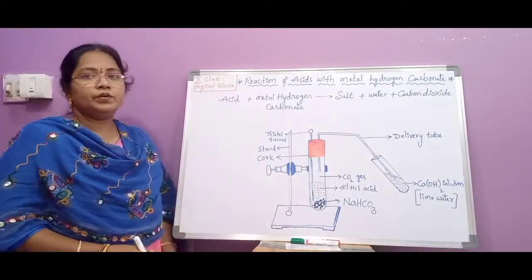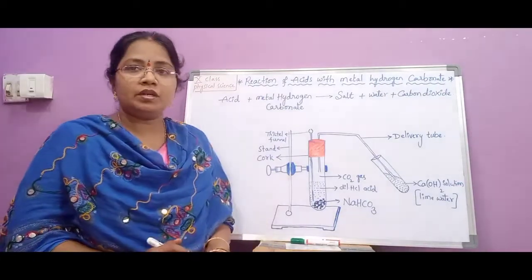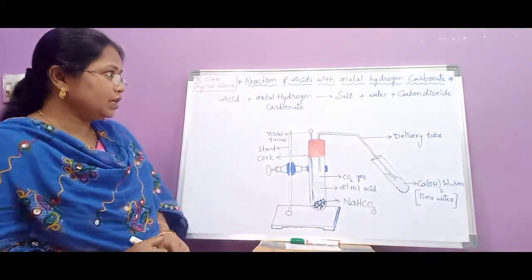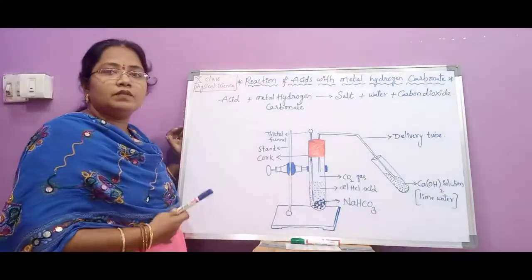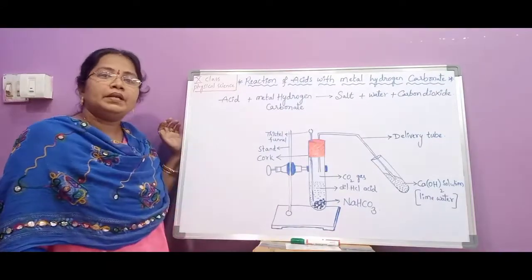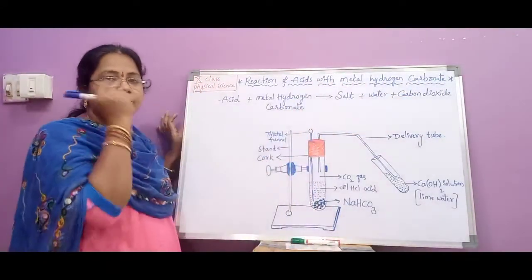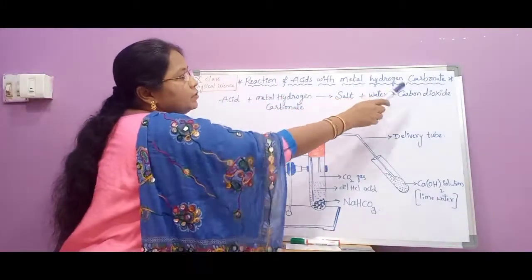So children, in this video, we will see the reaction of acid with metal hydrogen carbonate. Previously, we have checked what happens and what products are formed when acid reacts with metal carbonate. And now, instead of metal carbonate, we have taken metal hydrogen carbonate.